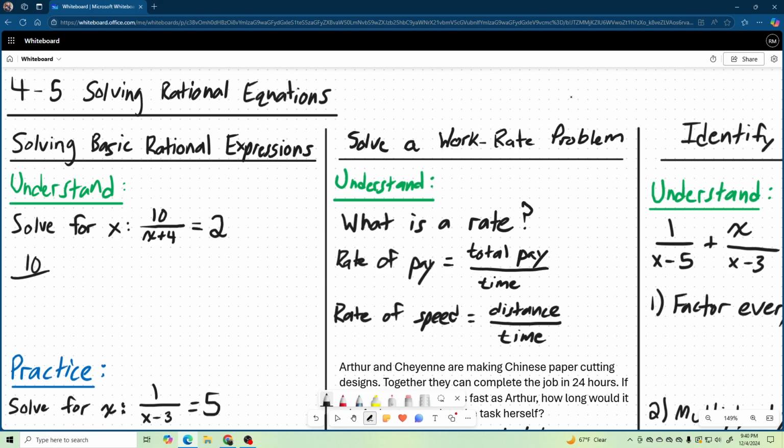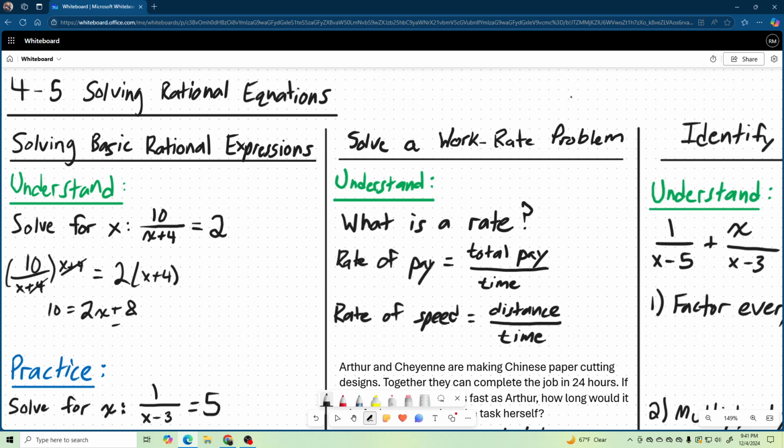So if we have 10 over x plus 4 equals 2, I'm going to leave some space here, because what we're going to want to do is get the x plus 4 out of the denominator, and the way we're going to do that is by multiplying both sides by x plus 4. So we'll multiply this side also by x plus 4. And of course, these will cancel on the top and bottom, and we'll get 10 equals, if we distribute the 2, 2x plus 8. And now we can solve from here.